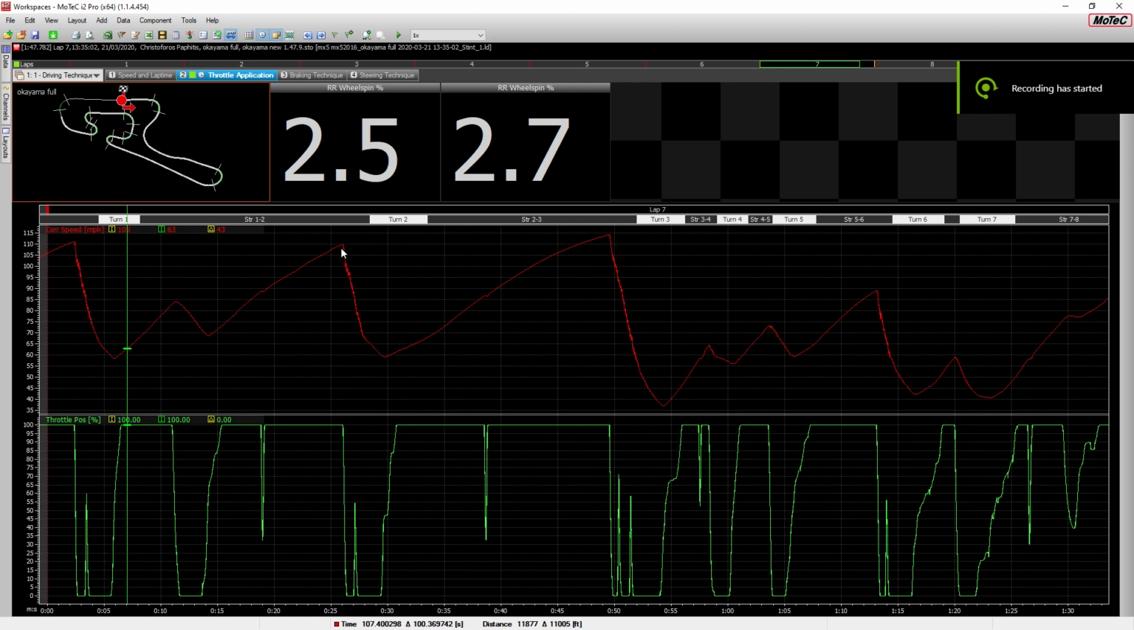So, this is a traditional throttle application where we try to be smooth, braking and then smoothly accelerating out of a corner. As you can see here, this is the throttle position and this is the corrected speed of the car.